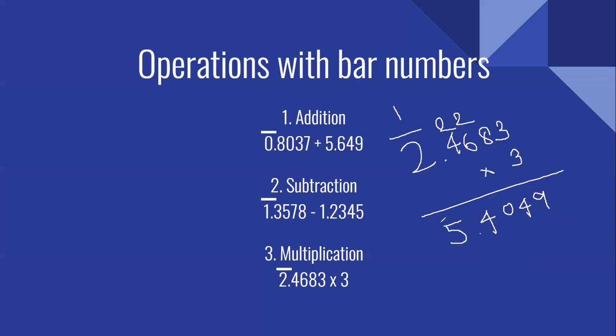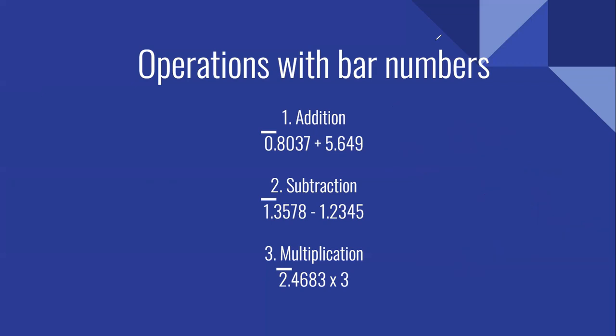So we get minus 5, which is nothing but 5 bar. So the answer is 5 bar 0.4049. So this is how addition, subtraction, and multiplication work, which is quite easy. Now let's move on to division, which is a little bit different.